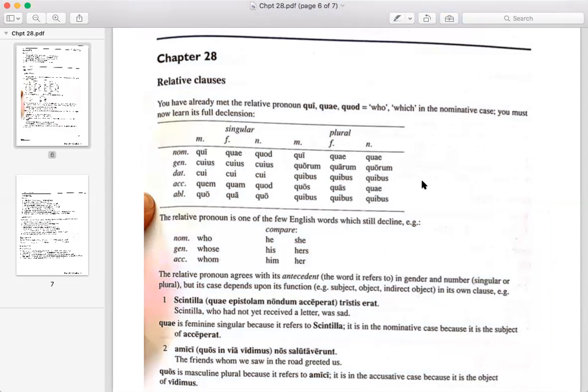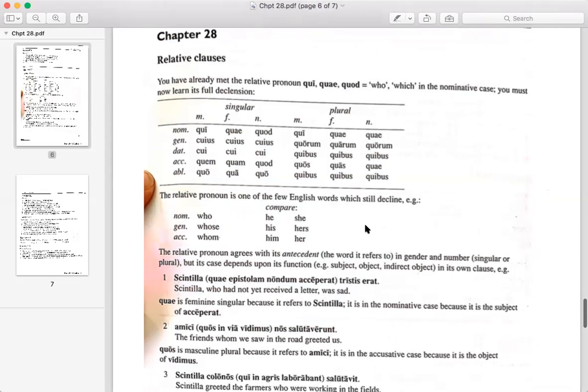So a relative clause is just like what it says. It's a clause that is dependent. It can't stand alone outside of the sentence. It's going to start with a relative pronoun and it's going to end with a verb. The relative pronoun at this point, you're going to need to translate in its case. So for example, the nominative is going to be who, the genitive will be whose, and the accusative will be whom, just like we still have in English for he, his and him, or she, hers, and her.